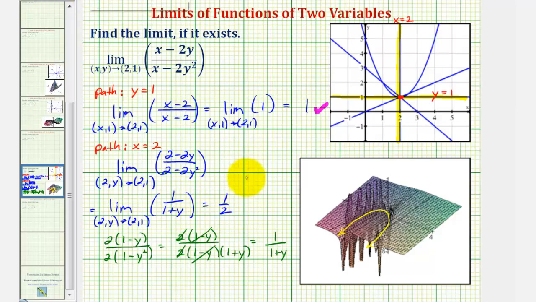And we can actually stop here because notice how we did not get the same limit. The limit along the path x equals 2 is 1/2. The limit along y equals 1 is 1. And for this limit to exist, the limit along all paths approaching (2, 1) must be the same, and since they're not, we know this limit does not exist.